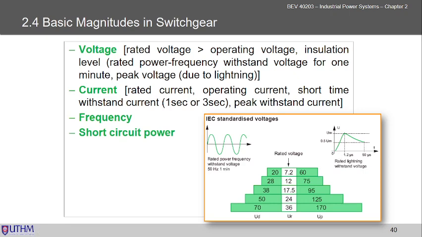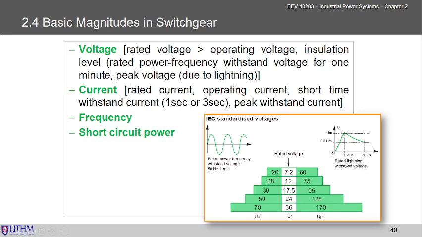So that means when lightning strikes, the maximum it can go depends on this one, due to the lightning strike here. So the currents are the rated current, operating current, and short circuit withstand current. It's normally 1 second or 3 seconds. The peak withstand current also, and the peak withstand current here, this one. Okay, so normally it is 1 second or 3 seconds.